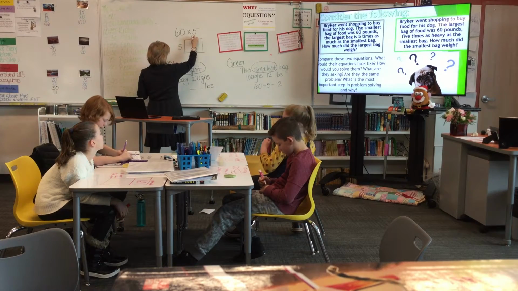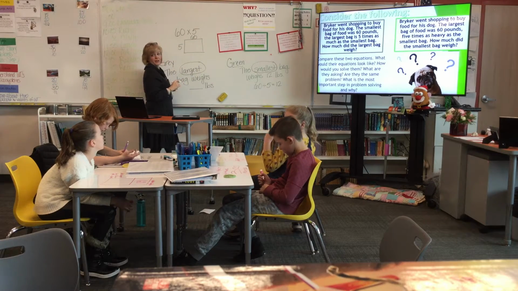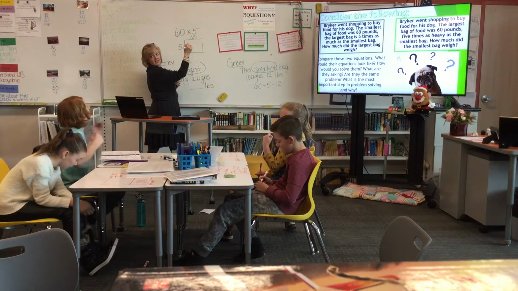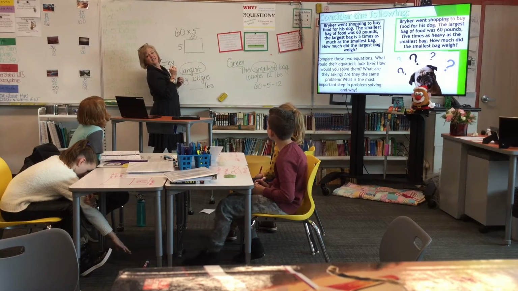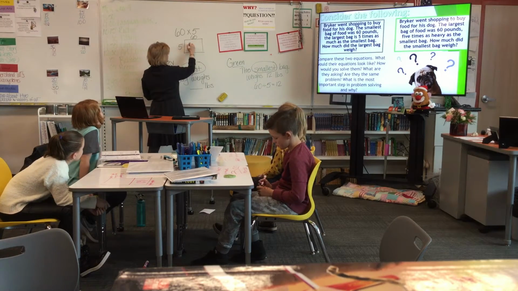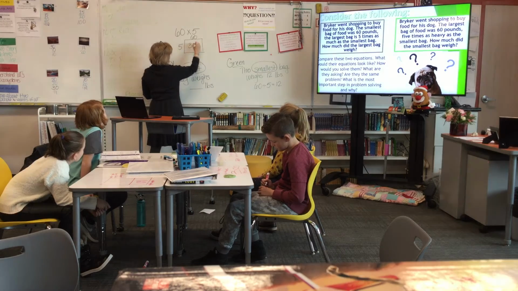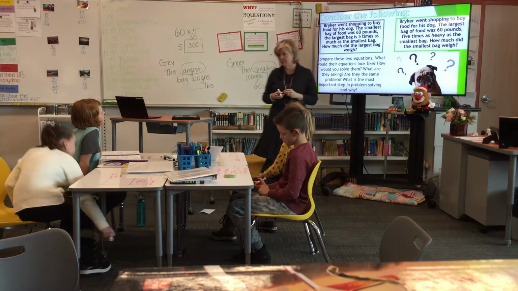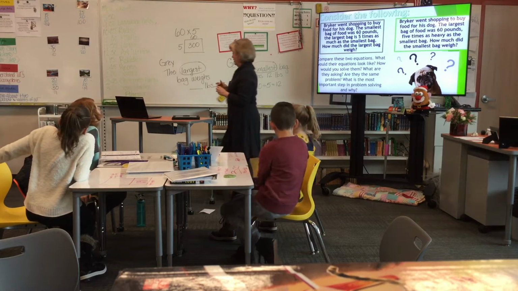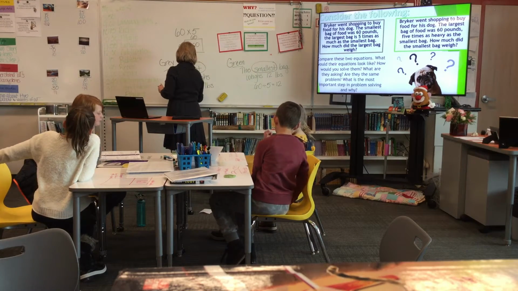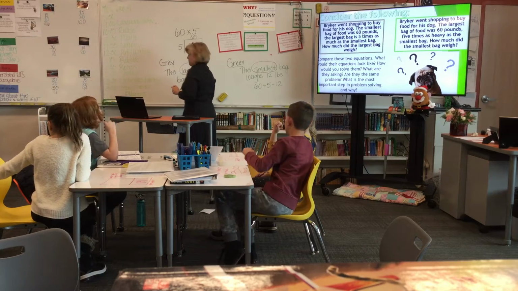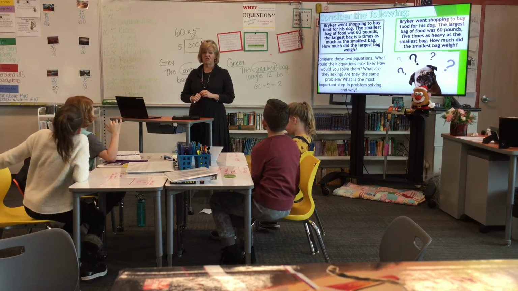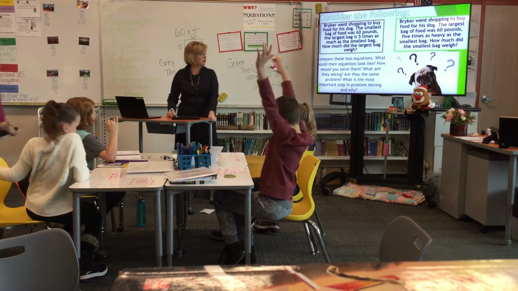5, 60. What's 5 times 6? 30. And add that 0. 300. How much does my largest bag of dog food weigh? 300 pounds. He must have a giant dog. Like one of those Great Danes, you know, those really, really big ones.